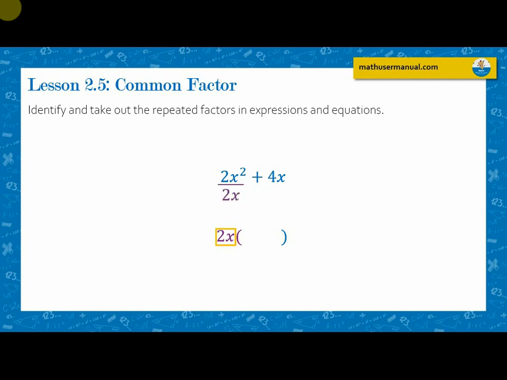So we divide 2x squared by 2x. This will leave us with just x. Remember, we can review the basic algebra, lesson 2.3, to understand this. And then 4x divided by 2x. 4 divided by 2 is 2. X divided by x, well, they cancel, leaving us with just 2. So after taking a common factor of 2x, we get 2x on the outside, multiplying the parenthesis, x plus 2 on the inside of the parenthesis.